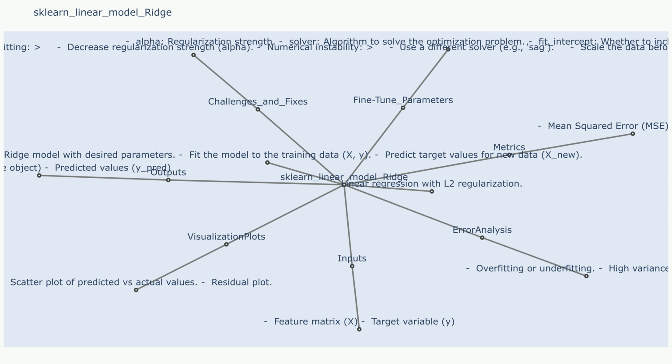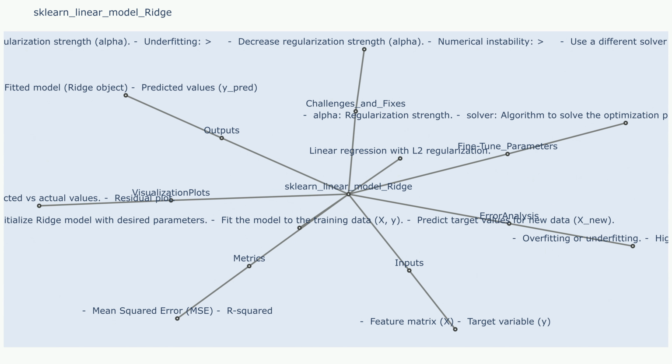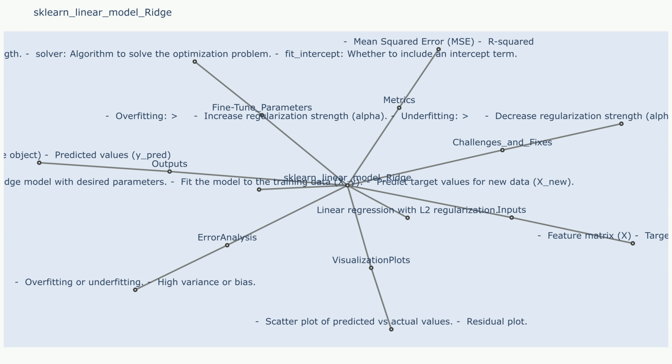Steps. The model first calculates the loss function, which is the sum of squared errors between the predicted values and the actual values. The model then adds a penalty term to the loss function. The penalty term is based on the sum of squared coefficients. The model then uses an optimization algorithm to find the coefficients that minimize the loss function.